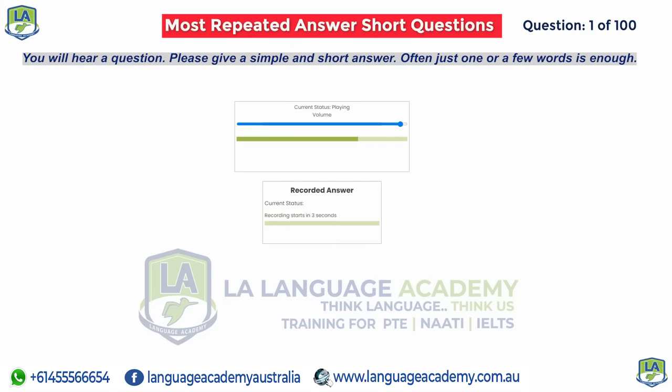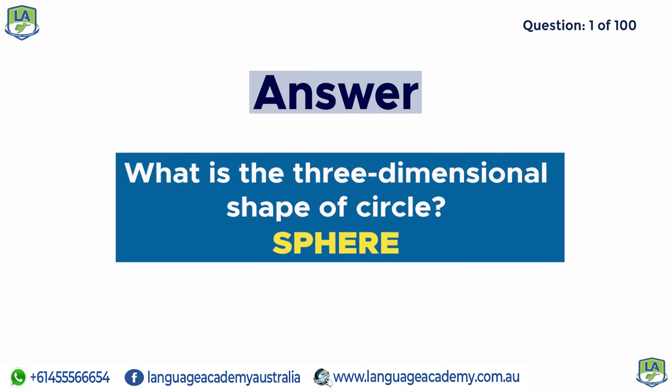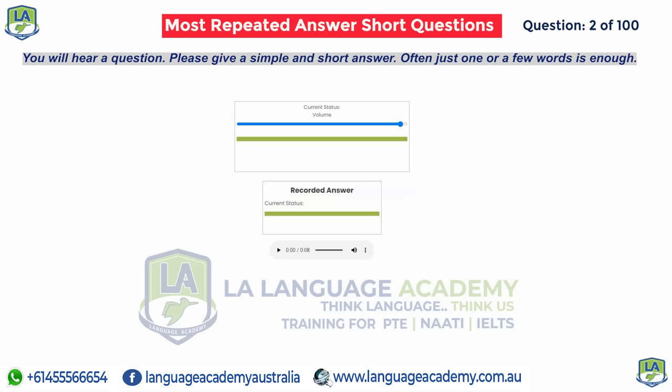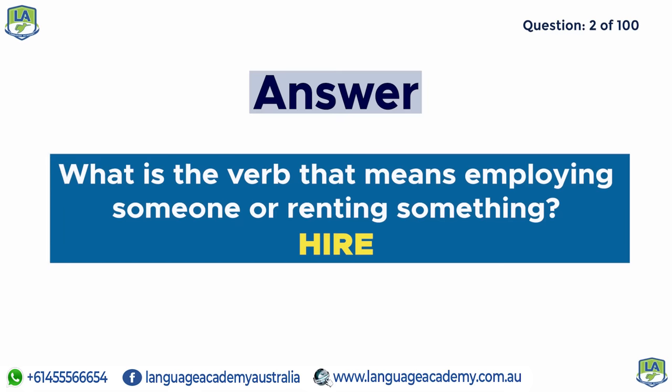What is the three-dimensional shape of circle? Sphere. What is the verb that means employing someone or renting something? Hire.